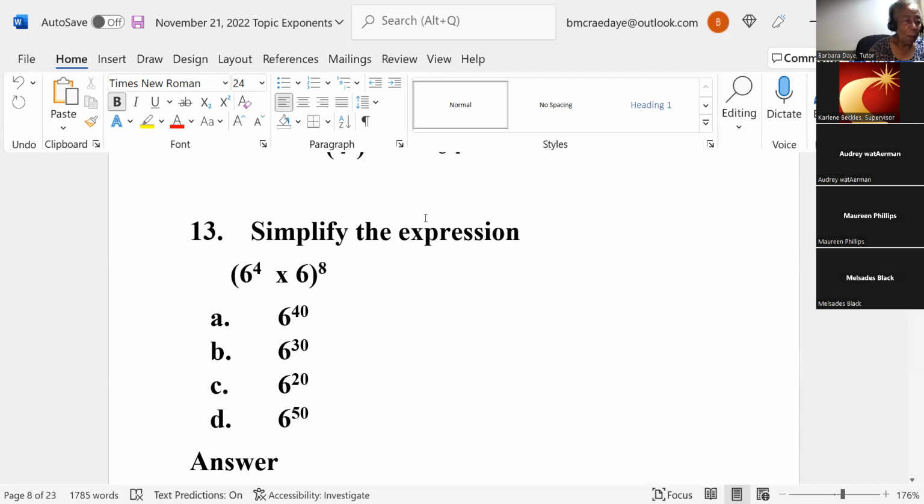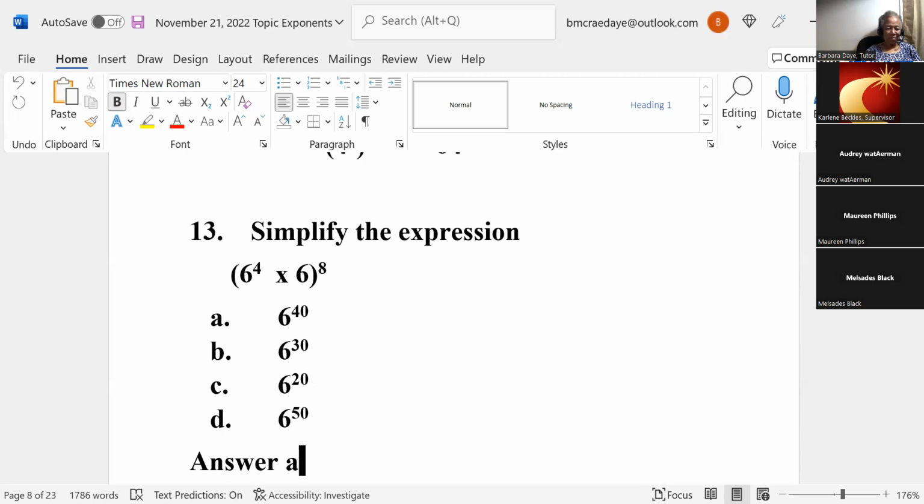You apply the power to everything within the parentheses. So you're going to multiply the 8 by the 4 and the 8 by the 1. That's a 1 there. And then add them. So what do you get, Maureen? 8 4s is 32. And then 8 ones is 8. Add them, 40. What's the answer? Yeah. Hey, that's it.